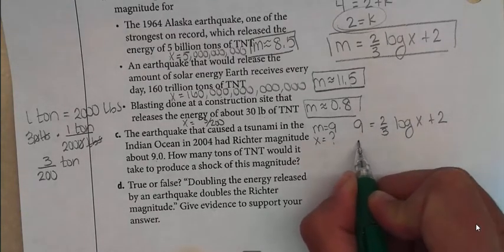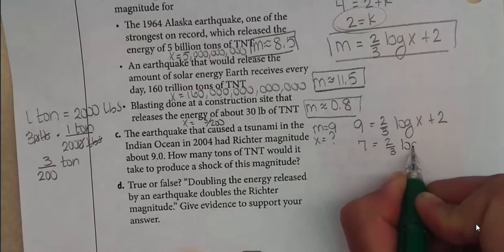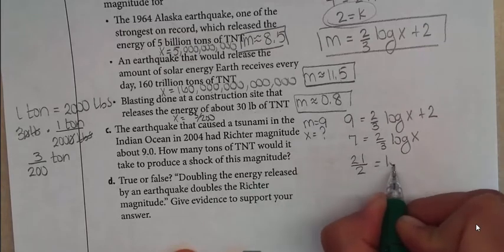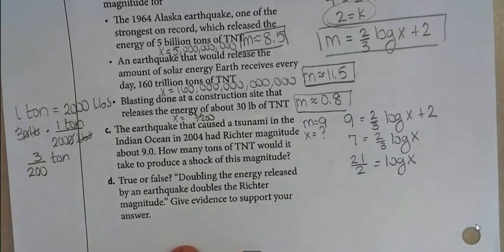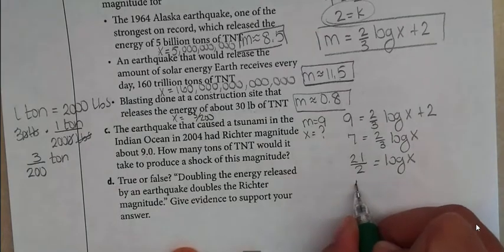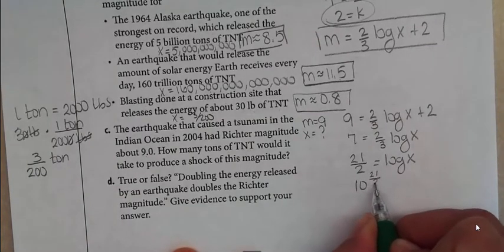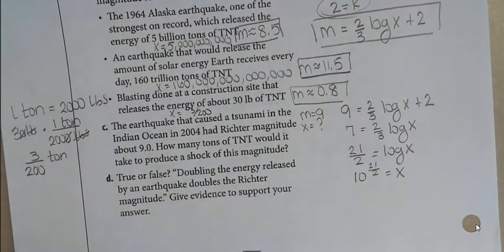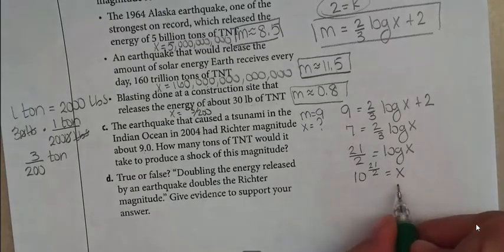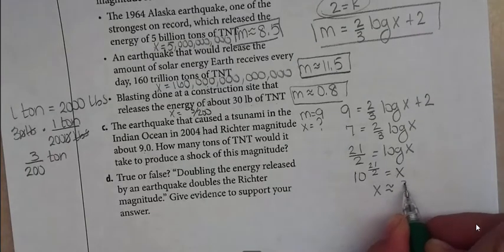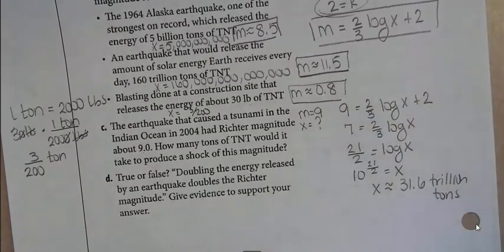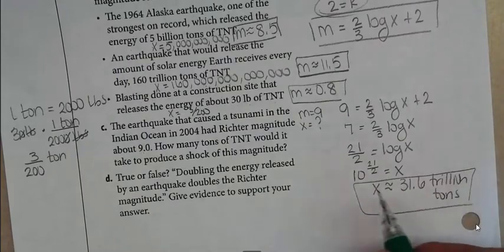So I'm going to subtract 2 from both sides. Multiply by 3 over 2. And then use that definition of logarithms to rewrite this as an exponential. And then plug that into my calculator. And you get approximately 31.6 trillion tons. This goes with C.